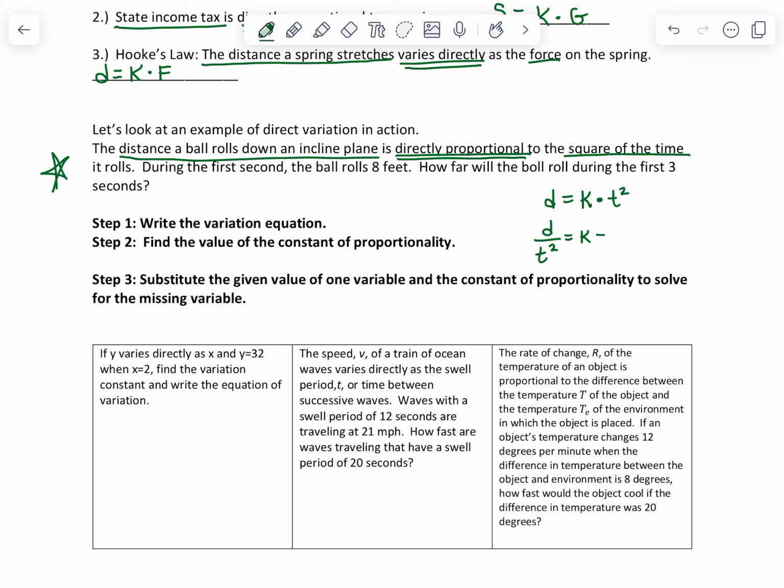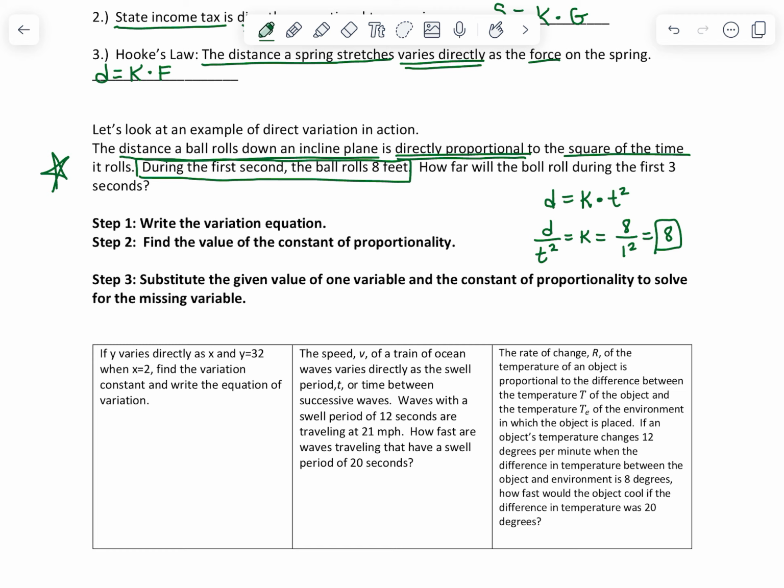Now, let's substitute the values that we know from the given scenario. During the first second, that would be t equals 1. The ball rolls 8 feet, so that would be the distance. We have k equals 8 divided by 1 squared. 1 squared we know is 1. 8 divided by 1 is 8. So our constant of proportionality, k, is equal to 8.